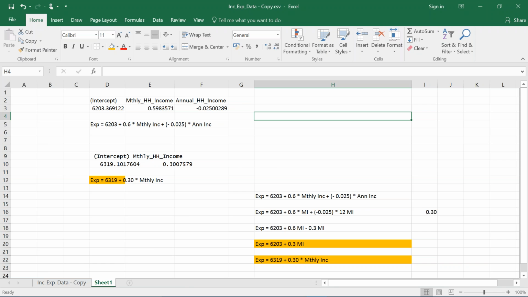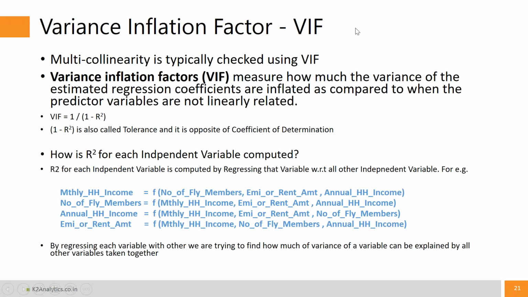Okay, so let me explain what is variance inflation factor. Multicollinearity is typically checked using VIF statistics. VIF measures how much the variance of an estimated regression coefficient is inflated compared to when the predictor variables were not linearly related.